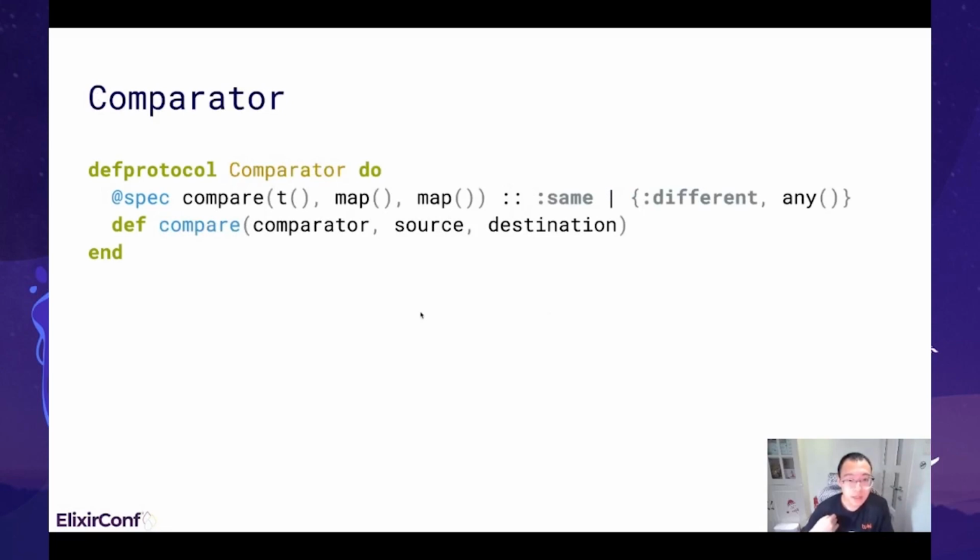And then we can have a Comparator role here, and the Comparator's job is to compare the data between the source and the destination. Let's say we have different data on the source and the destination. The comparator would find the difference and return a tuple saying that the data are different, and the reason why they are different. And if they are the same, the comparator would return the atom same.